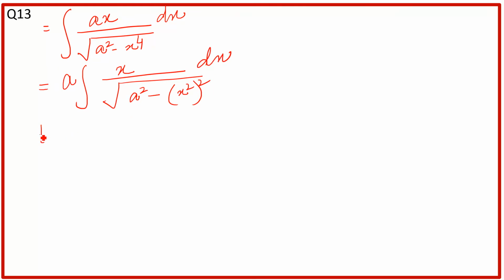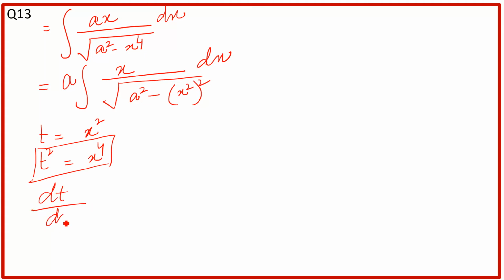Right, this exercise is based on the substitution method. So t is equal to x square. If I say t square, which is equal to x4, we will use it here. So t is equal to x square, then dt over dx is equal to 2x. If we separate the variables, it will be dt is equal to 2x dx. But see, in the question, in the numerator we have x dx. Here we have 2x dx.